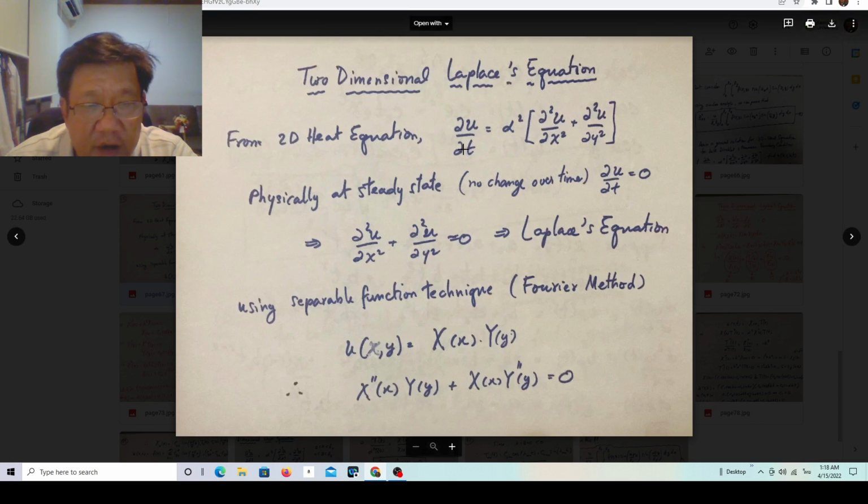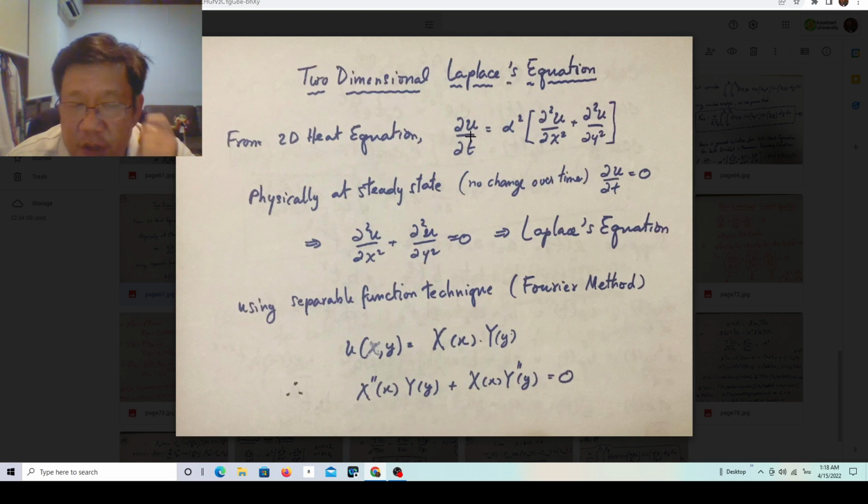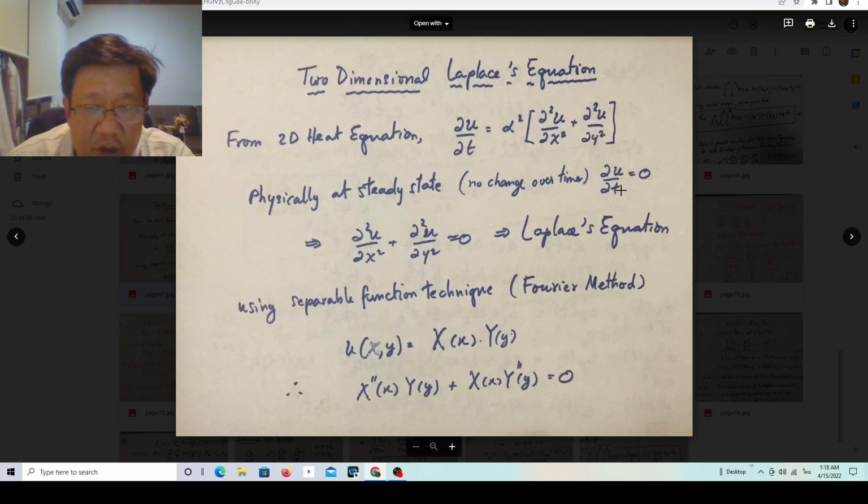But we really consider this equation physically, when you reach some steady state. What is steady state in engineering or even in physics? It means that the system is reaching something stable, and we assume there will be no change of the interested response over time, which means that the rate of change of the thing that you are interested in over time becomes zero.